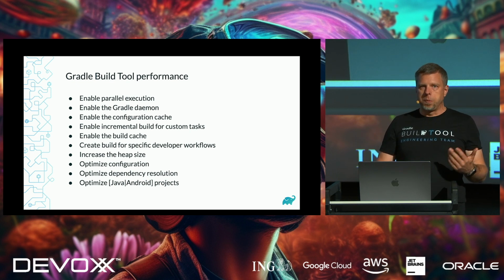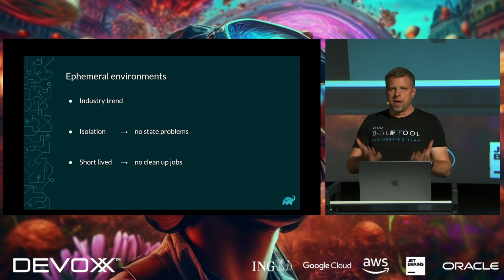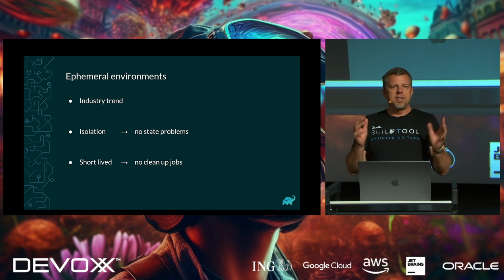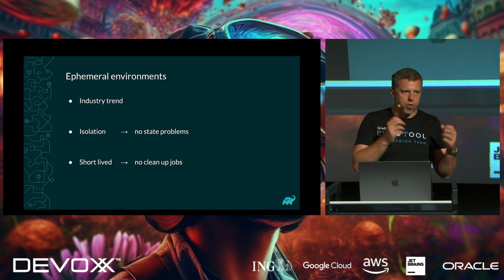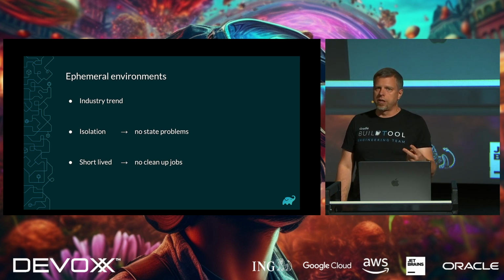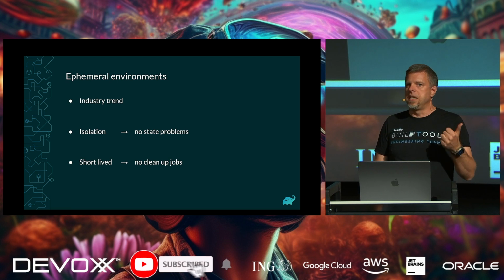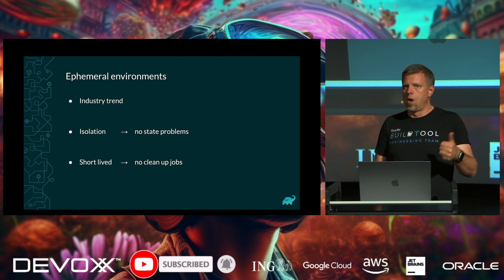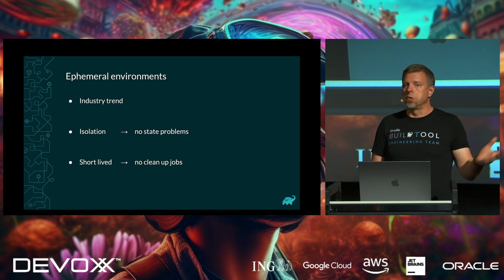What does it mean, though, to speed up the build in the context of an ephemeral environment? Well, this is definitely an industry trend. We see more and more that either for testing or for the whole CI pipeline, we use environments that have two characteristics. They're isolated, meaning they run only once, one set of tests, one build, and then after that they tend to disappear.